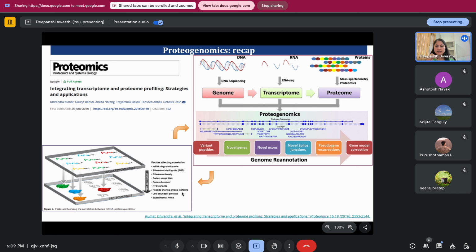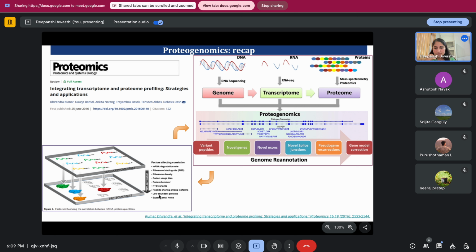Then peptide sharing among isoforms. There are certain peptides which are shared among different isoforms. In that case, when you do mass spectrometry, you won't be able to identify all the transcripts, or you cannot distinguish between two proteins if they share some of the peptides between them. So although we got the peptide from the other transcript product, we are not able to distinguish. In that case also we will only report a fewer number of proteins.